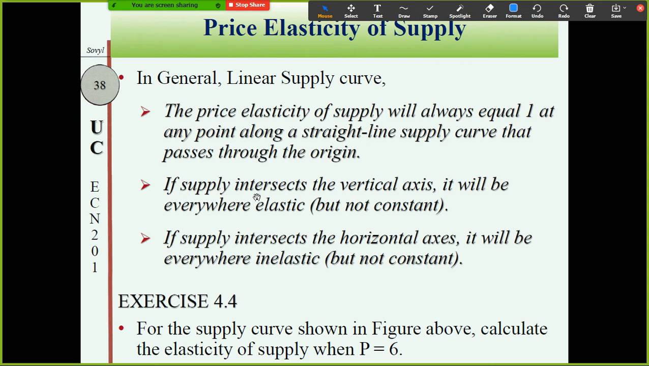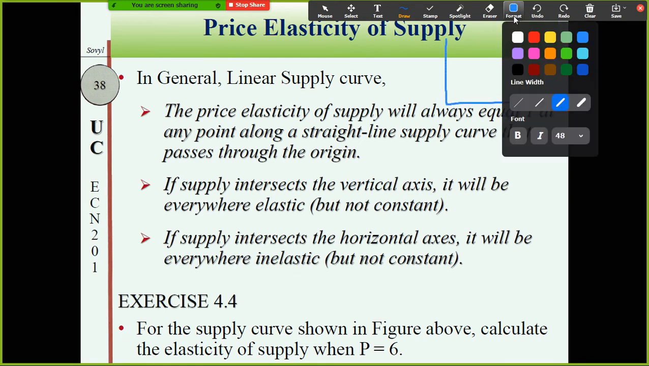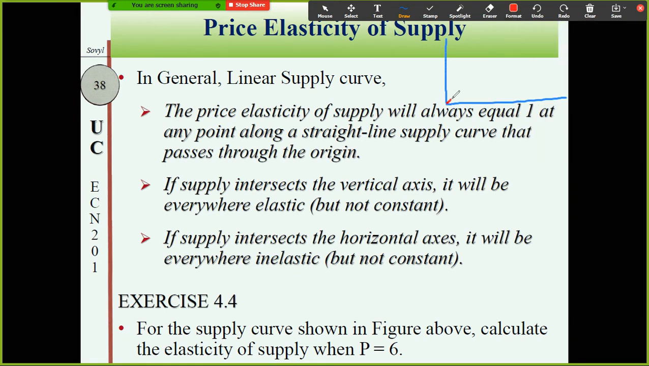If the supply curve intersects the vertical axis, it will always be elastic but not constant. Where it crosses the vertical point, it will be elastic but not constant. Maybe I'll draw you the graph. The first condition should look like this.